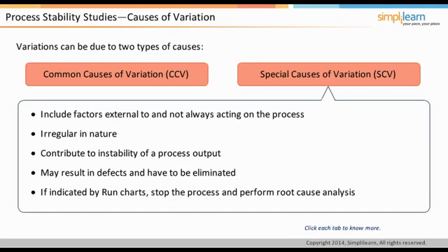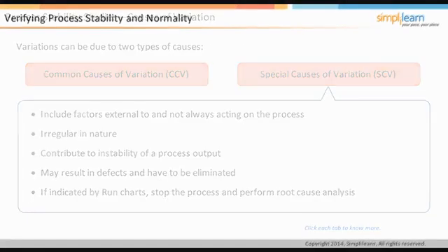Some other factors which do not always act on the process can also cause variation. These are special causes of variation. These are external to the process and are irregular in nature. When present, the process distribution changes and the process output is not stable over a period. Special causes may result in defects and need to be eliminated to bring the process under control. Run charts indicate the presence of special causes of variation in the process. If special causes are detected, the process has to be brought to a stop and a root cause analysis has to be carried out. If the root cause analysis reveals the special cause to be undesirable, corrective actions are taken to remove the special cause.